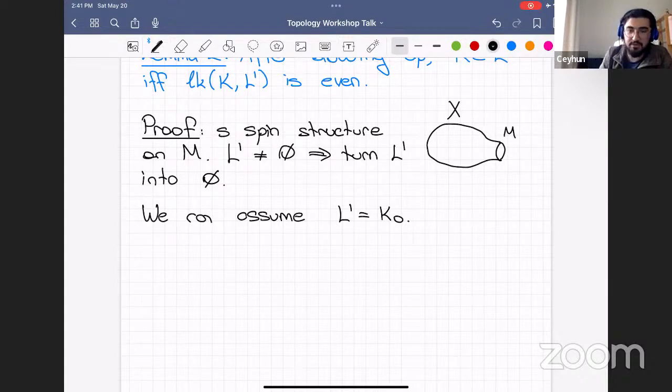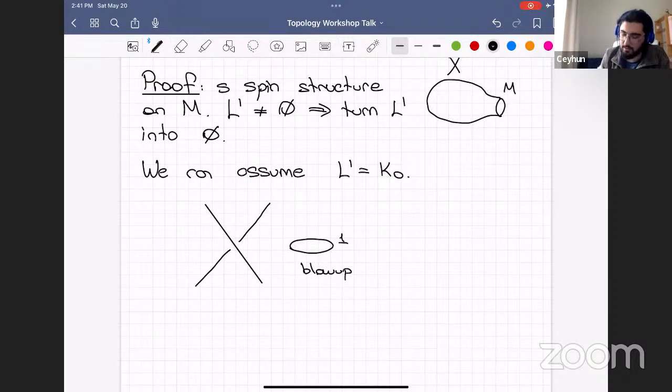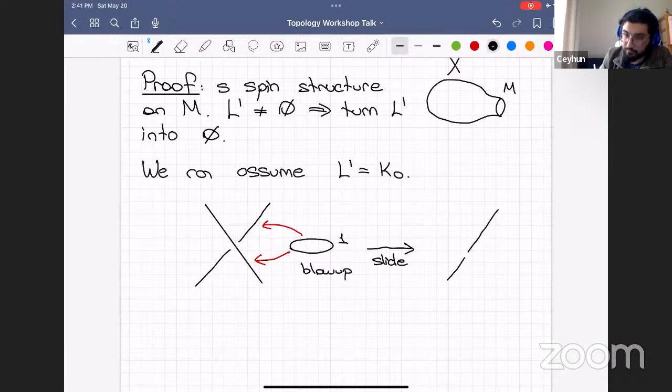Okay, so now we have this K0, which is a knot, but it's not necessarily the unknot, and we want to get rid of the crossings. The way we're going to do this is, if we have a crossing, we're going to have a blow up. So this is a blow up. And we're going to handle slide this blow up over both components. You can check by yourself that when we slide, we get, let's see, if I can draw it. Sorry.